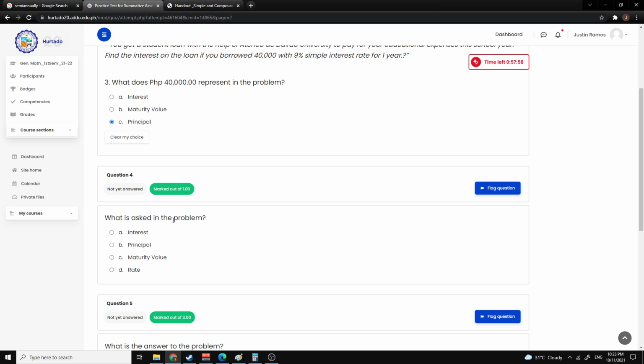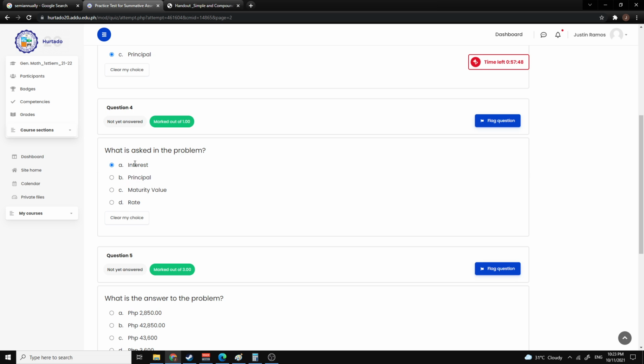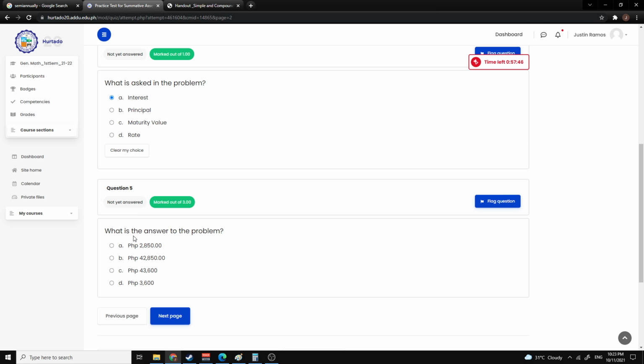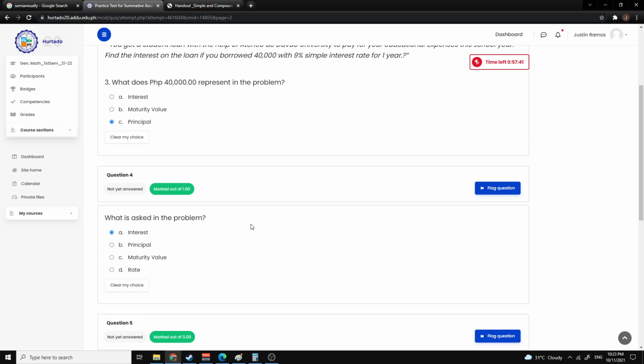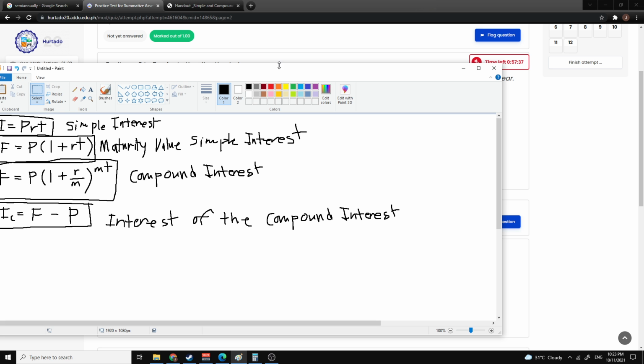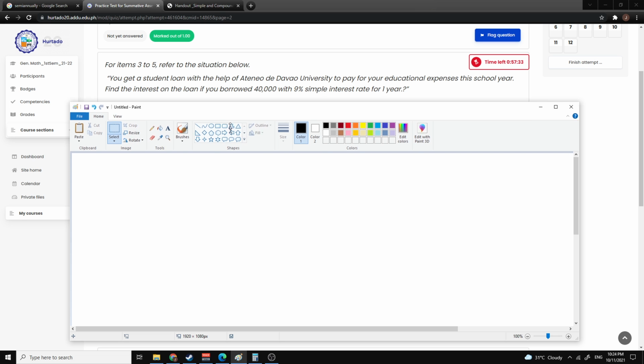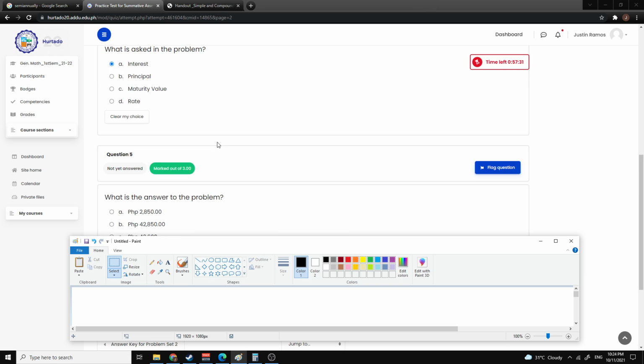So what is asked in the problem? What's asked in the problem is to find the interest on the loan. So you need to find the interest. Okay, so what was the answer? Let's do the answering real quick. What's the answer to the problem?